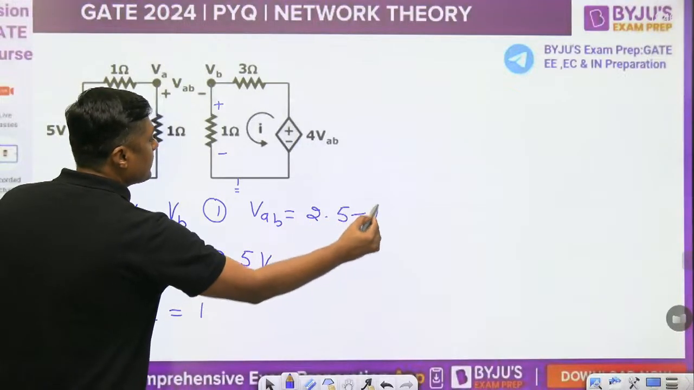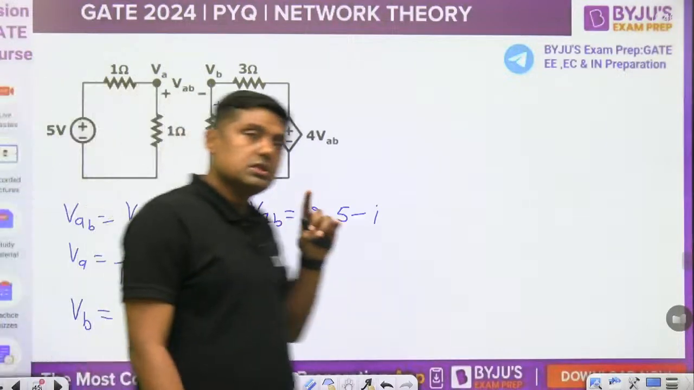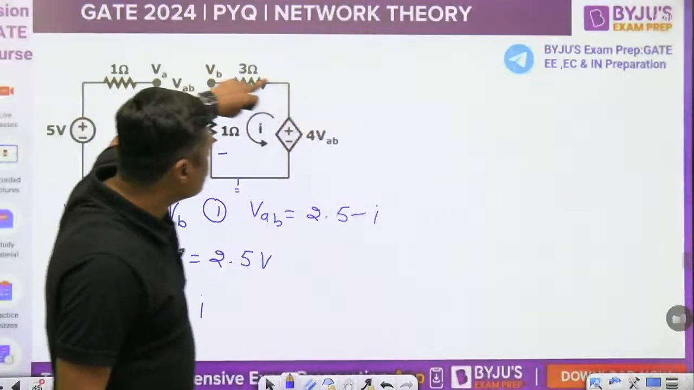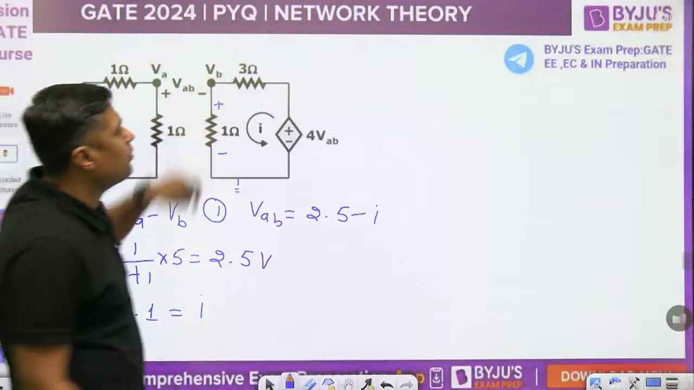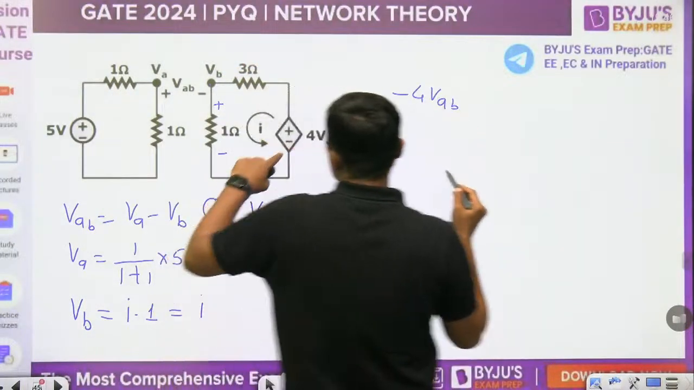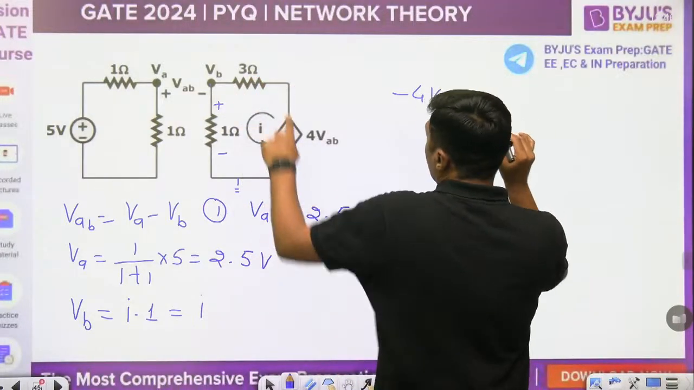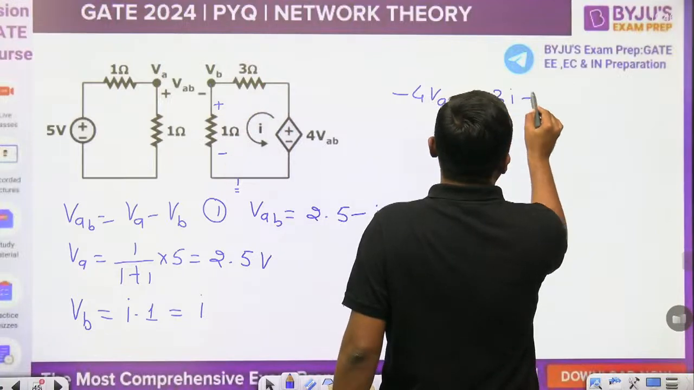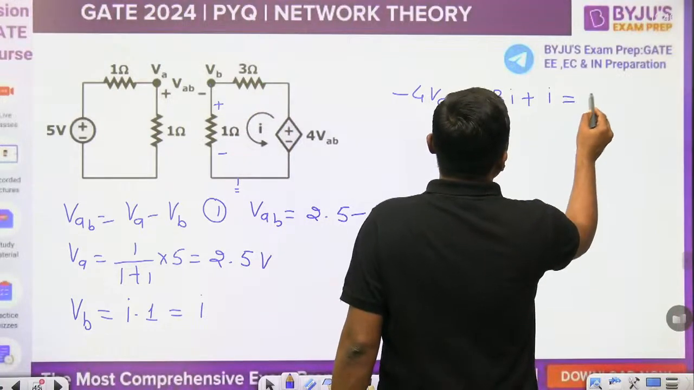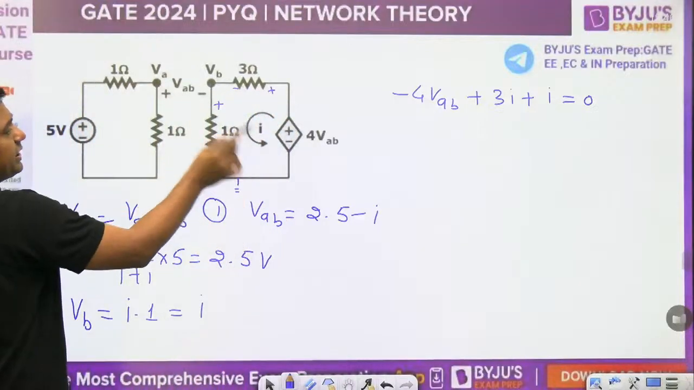2.5 minus I. This is the 2.5 minus I. Now, if this is I, you can write a KVL in this loop. Write down the KVL: minus 4 VAB plus 3I plus 1I is equal to 0. This is plus minus, plus 3I, it is equal to 0.